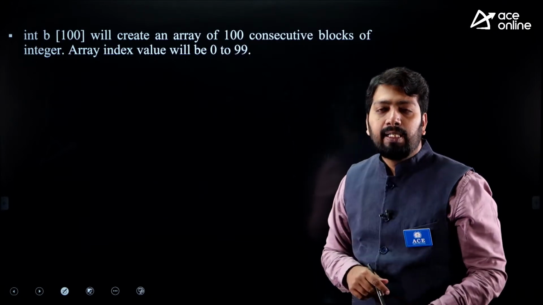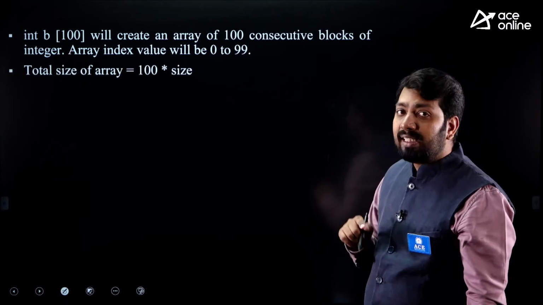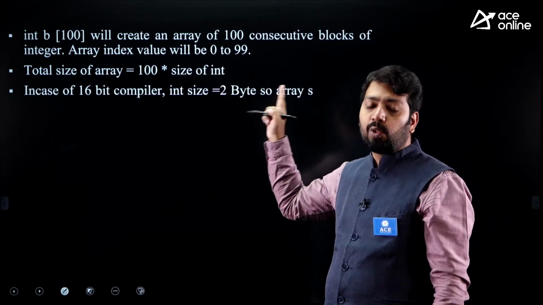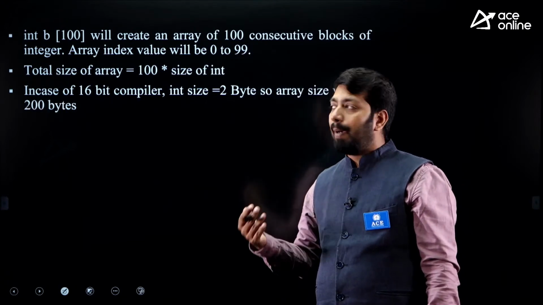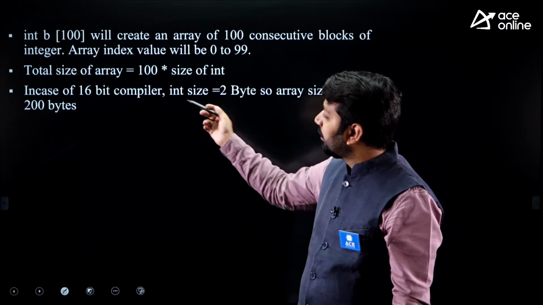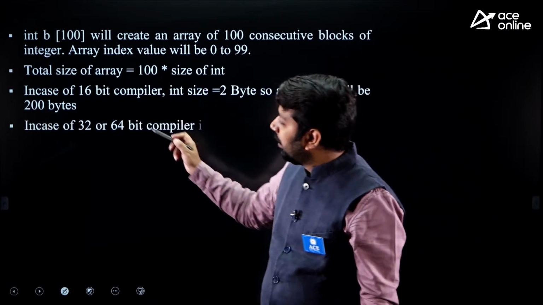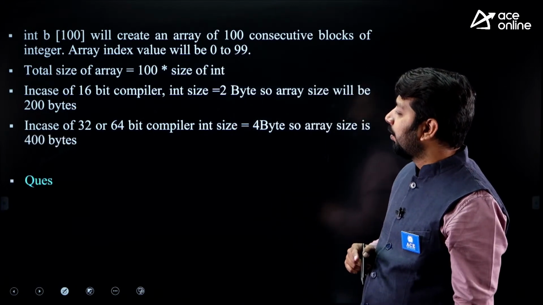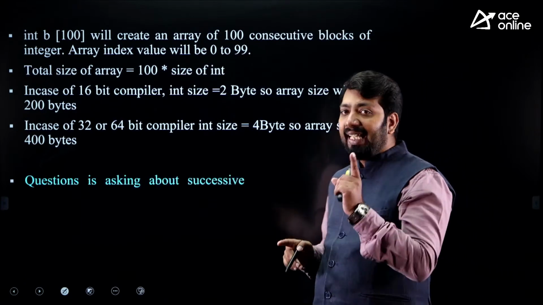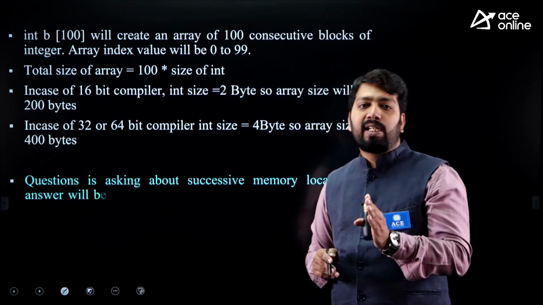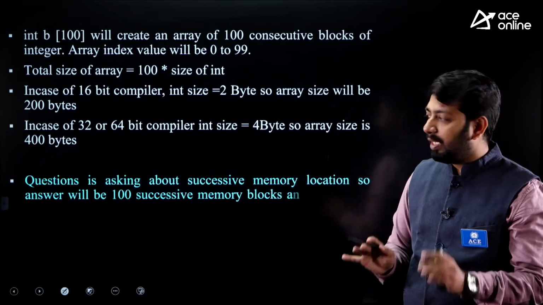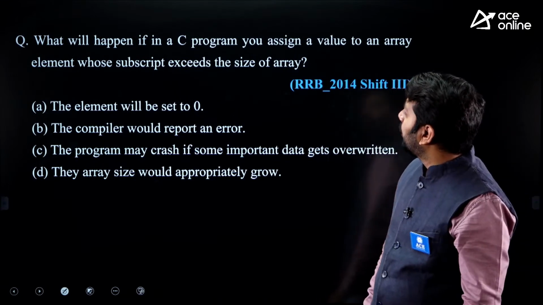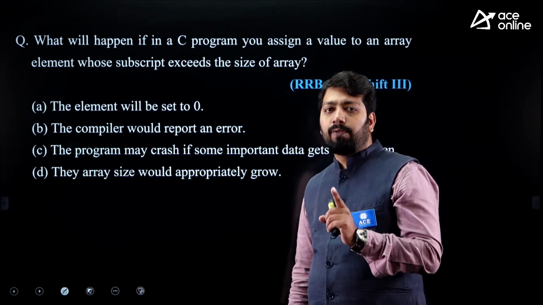Array index value will be 0 to 99. Total size of the array is 100 multiplied by size of int. I have not written 2 or 4 because it will depend on the compiler. Fine. If we are using a 16-bit compiler, our size will be 200 bytes. If we are using a 32 or 64-bit compiler, in that case our size will be 400 bytes. In the question, they are asking just about consecutive memory locations, not the answer in bytes. So answer is 100 successive memory locations. Okay. So that is the last question I am going to solve today.